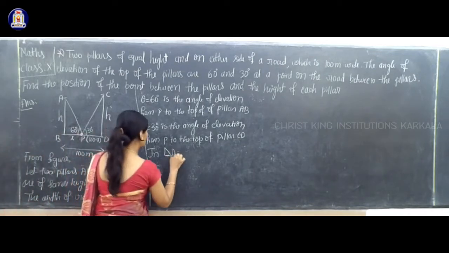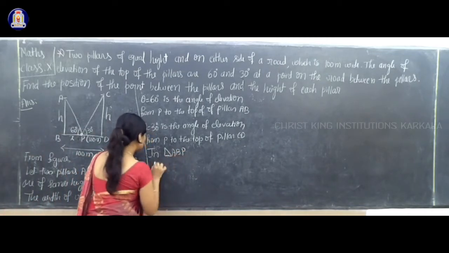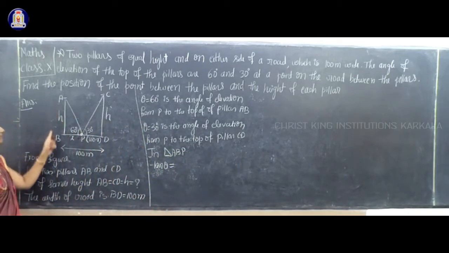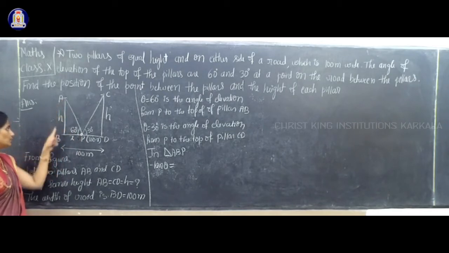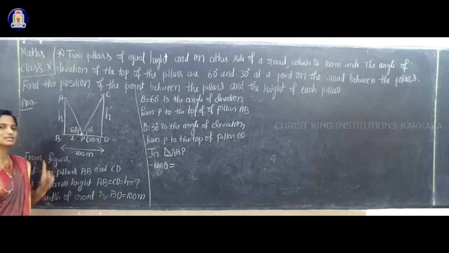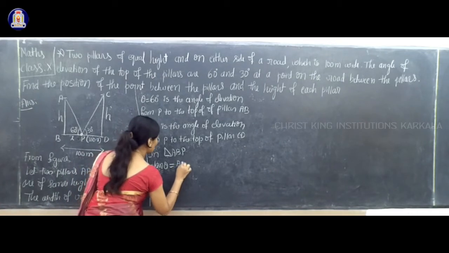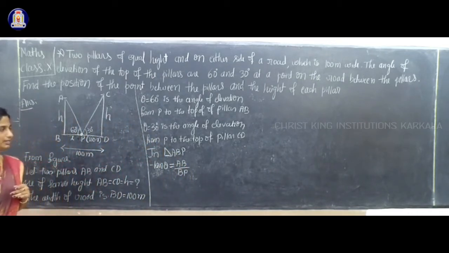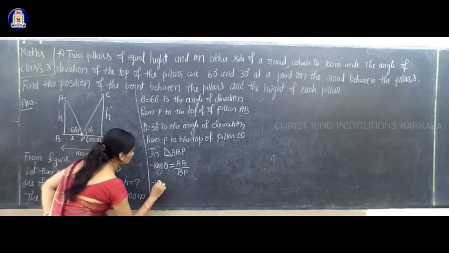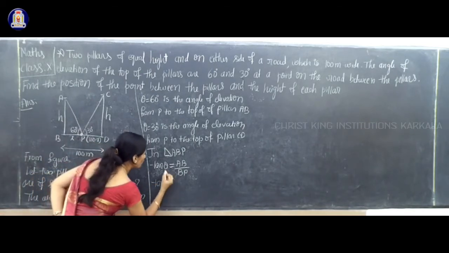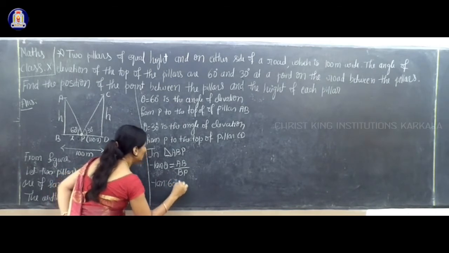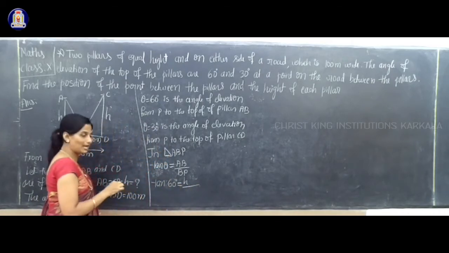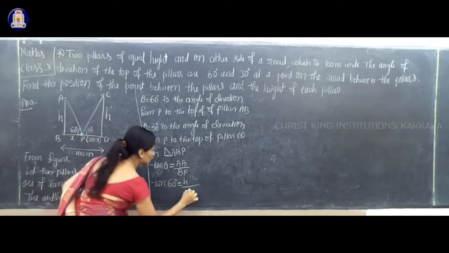In right angle triangle ABP, use tan theta. Tan theta is opposite side divided by adjacent side. Opposite side is AB, adjacent side is BP, so it is AB divided by BP. Now substitute the values. Theta is 60 degree, equal to AB, the height of the pillar, which is given as H, and BP is equal to x.